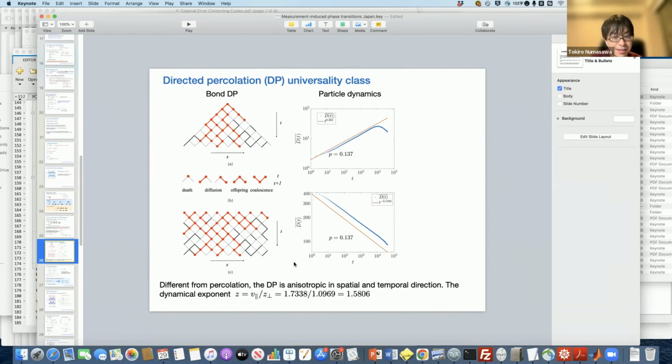I see. Still critical. This is still critical. Still an interesting critical system. I see. But since the dynamic exponent is non-trivial, so I see.